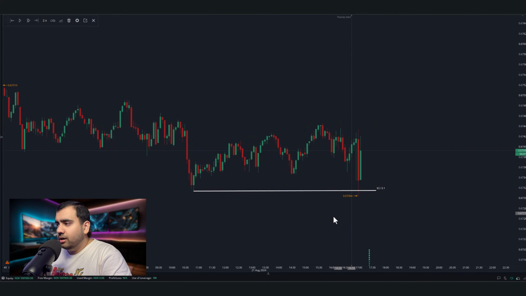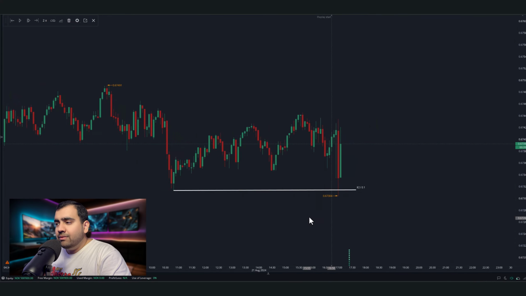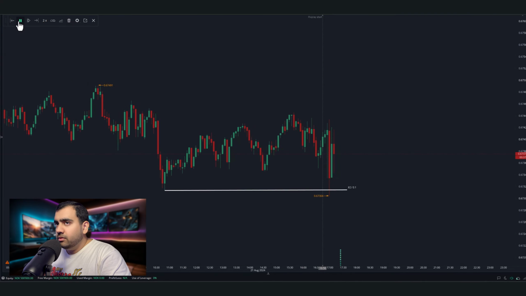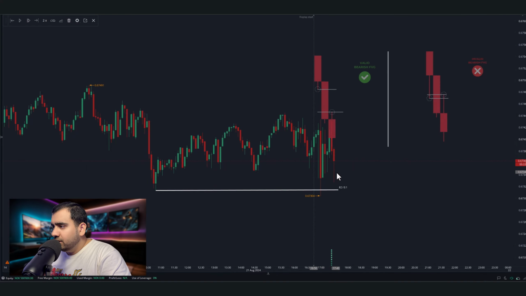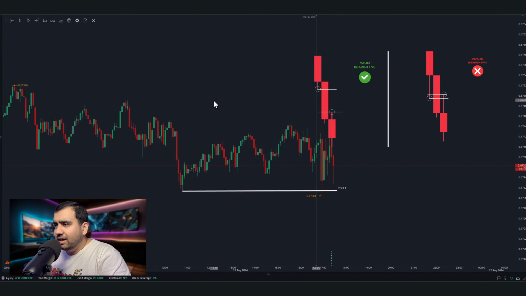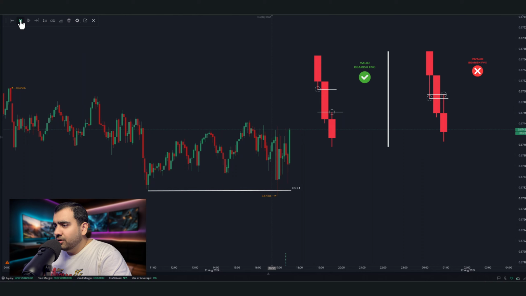Now we will look for an order block or fair value gap after this. Just wait for it. Did you get anything, an order block or fair value gap? I didn't get anything good here.